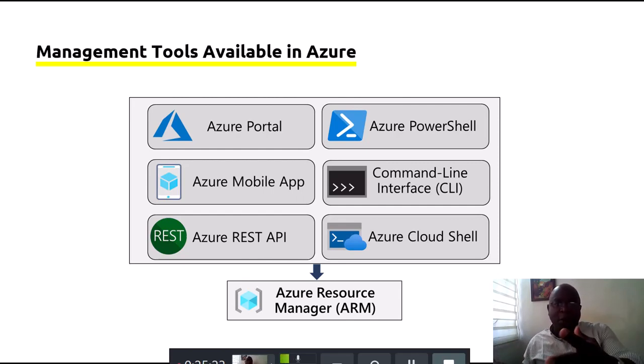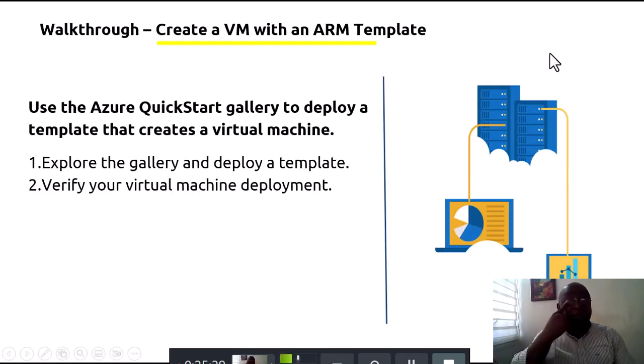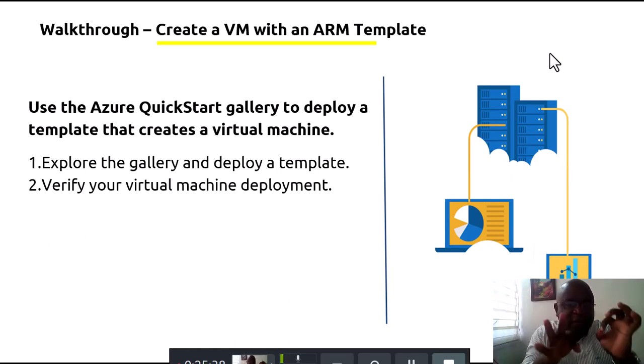We're going to be working with a few of them, and you see how they work in real time. So let's proceed. At this very point, we're going to work on another walkthrough. It said we should create a virtual machine with an ARM template. If you look at it very well, it said we should use a quick start gallery to deploy a template that creates a virtual machine.